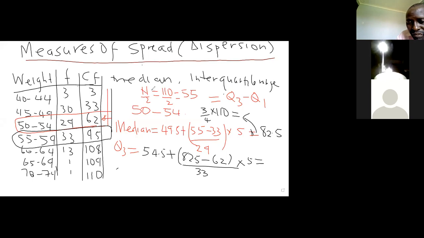Then lastly, we finish with lower quartile. Lower quartile, we're going to do a quarter. We do 110 over 4, which is 27.5 as the lower quartile. So we're going to do the same thing. Come and look for that. When you come, it's 33 here. So I'll take the class for the lower quartile. So some of you failed to select which one to use. So you need to be careful with my example.